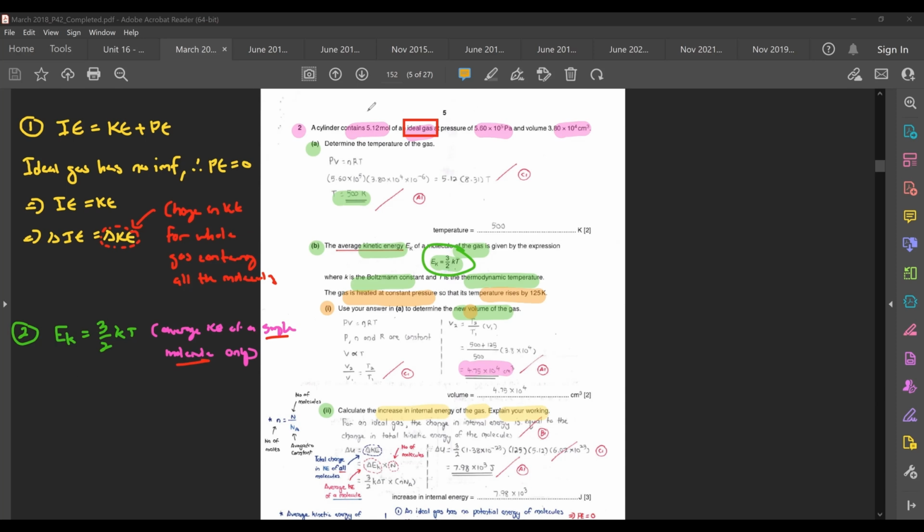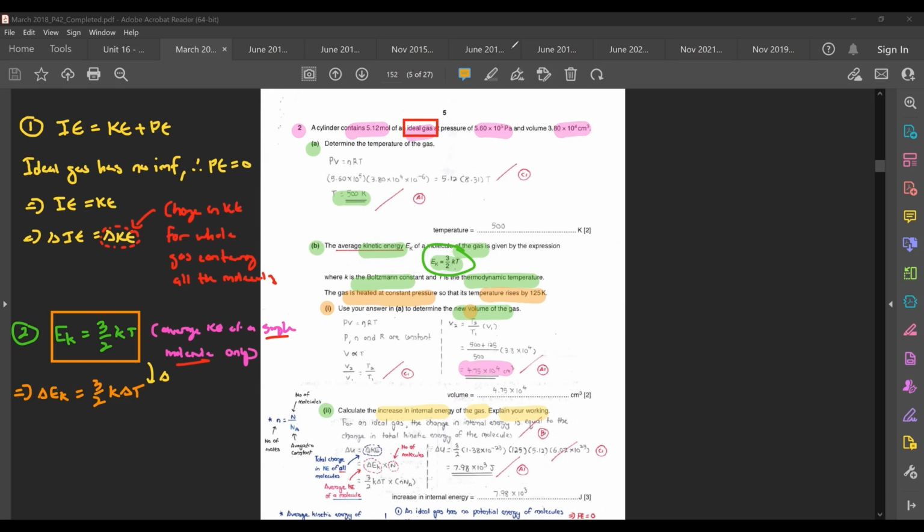So here, if you wanted to find out the total KE, the total change in KE, you can think of it as this first. If this one here is the kinetic energy of a gas molecule, you can say that the average change in kinetic energy of a single gas molecule would be 3 over 2 k delta T. You're basically just introducing a delta sign here, where you say the change in average kinetic energy of a gas molecule is equal to 3 over 2 k times the change in your temperature. Okay, so this is one part to remember.